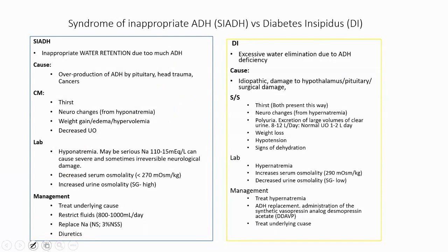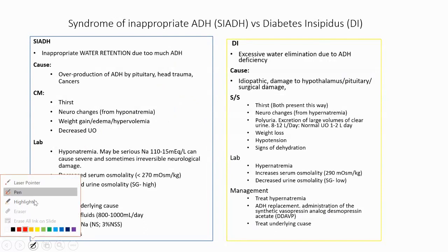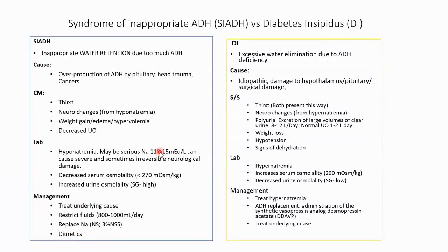I don't have a mouse with this, so I'm never going to be able to draw. Okay, so just write down a big fluid-filled person, and then they're holding onto water and they're not able to urinate. That's an important picture to keep in your mind, because then the lab work makes sense.